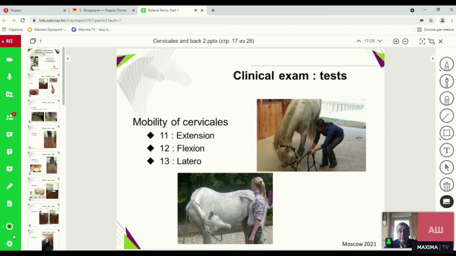After, you can try to have the mobilization of the cervical, so you can do extension, flexion, lateral flexion. When you do that, try to use a carrot or something like this. It is a voluntary movement of the horse. It's not you who provokes the movement. It is the horse who has to do the movement.